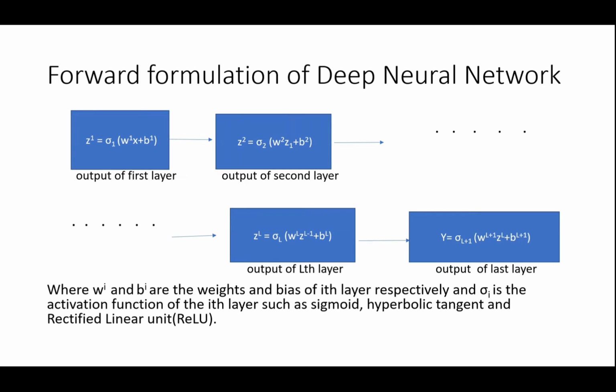This slide shows the forward formulation of a deep neural network. The first equation represents the output of the first hidden layer, followed by the output of the second hidden layer, and as I mentioned earlier, this process repeats until the final hidden layer produces the output vector y, which represents the prediction result of the neural network.